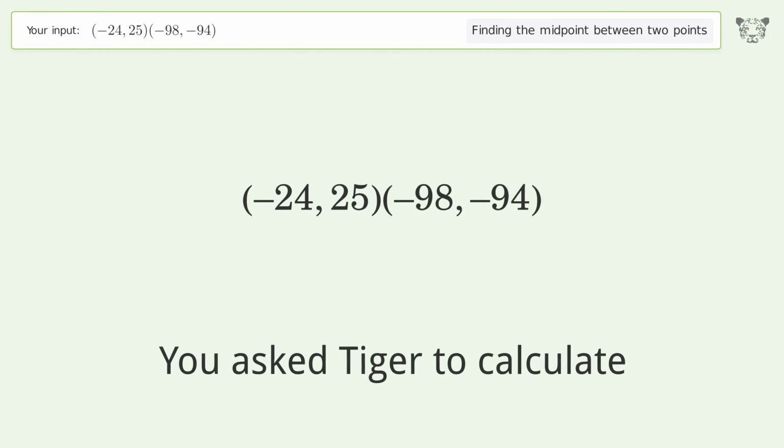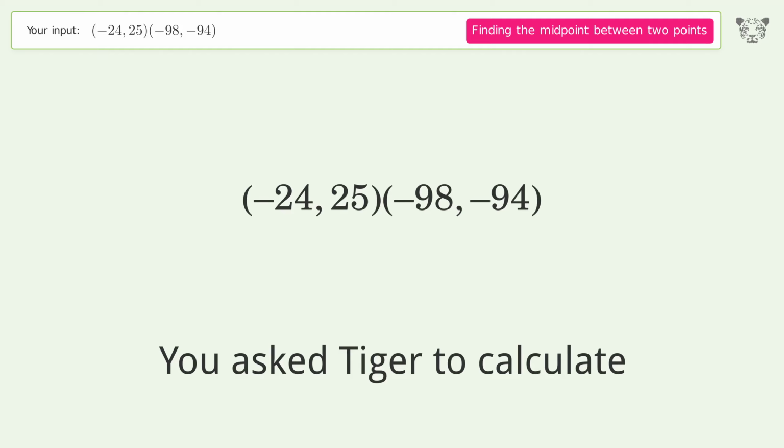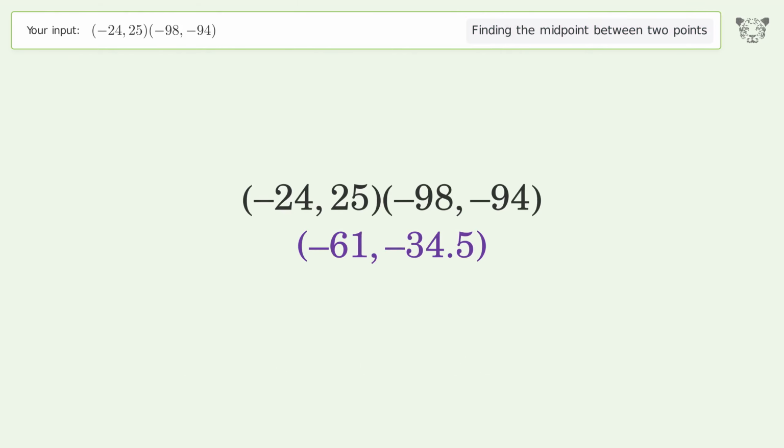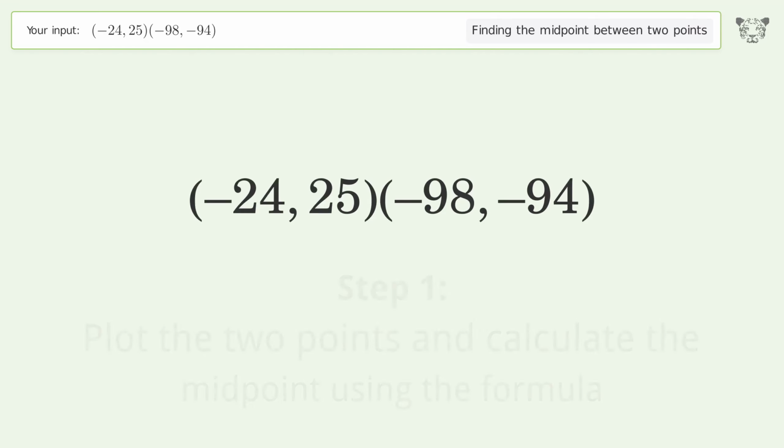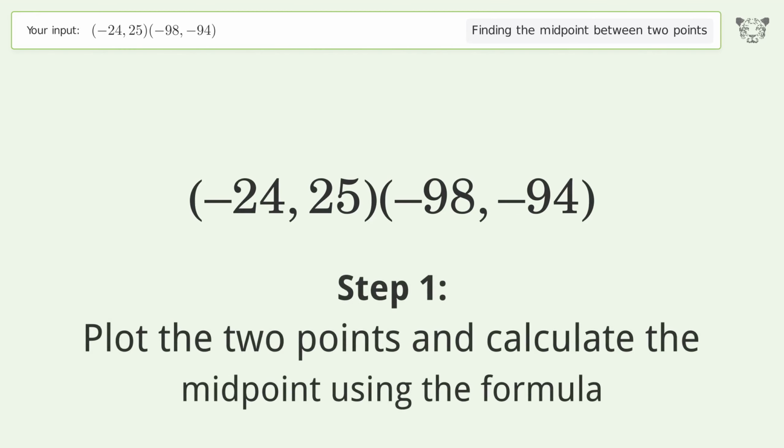You ask Tiger to calculate. This deals with finding the midpoint between 2 points. The midpoint between the 2 points is -61, -34.5. Let's solve it step by step. Plot the 2 points and calculate the midpoint using the formula.